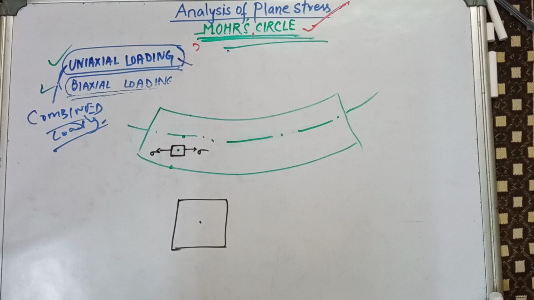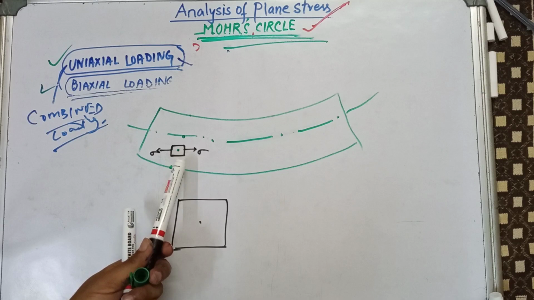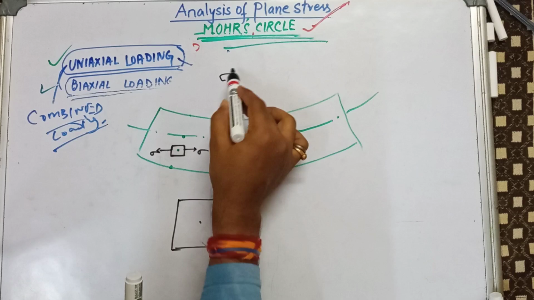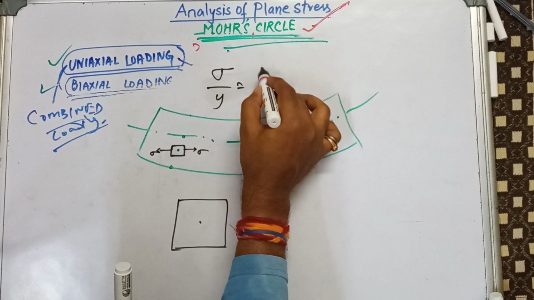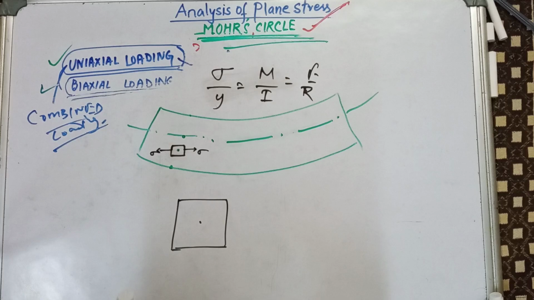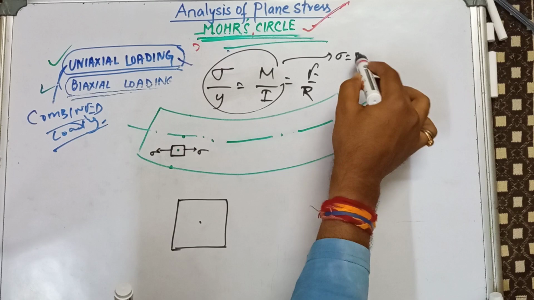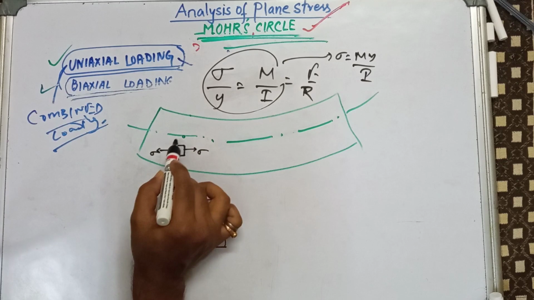But my dear friend, at this point, there will be a bending stress due to the bending moment, which we write from this equation, sigma by y is equal to M by I is equal to E by R. So sigma is equal to M y by I. Y is this distance from the neutral axis. So in this case, this will be your y. Is it clear to you or not?